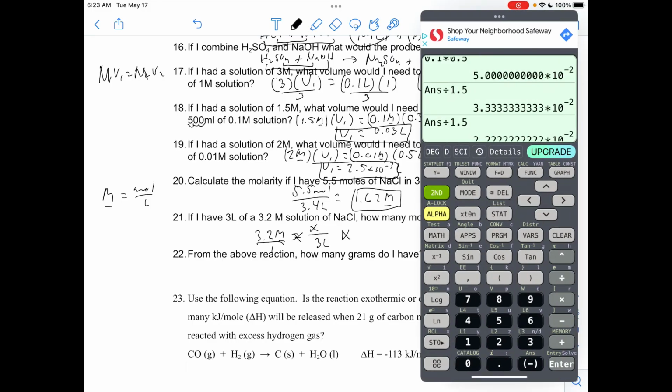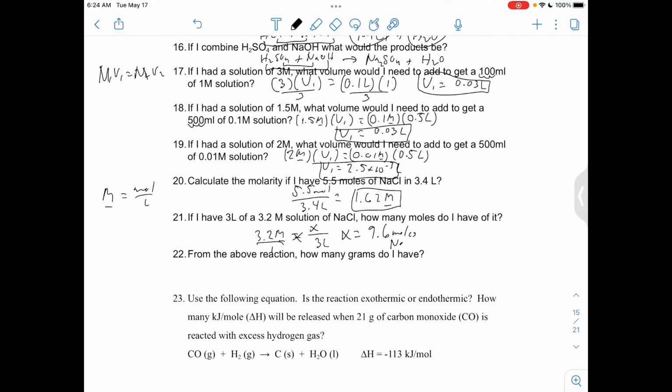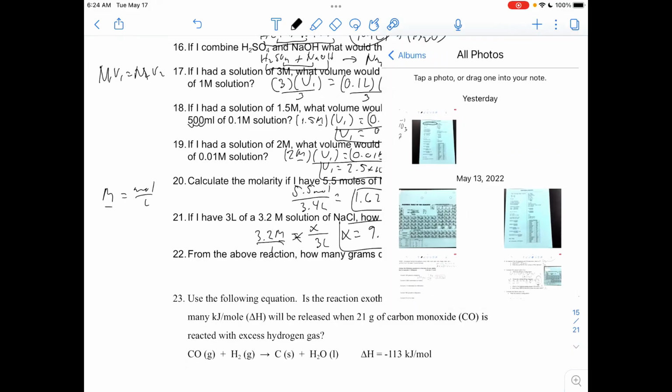So X is going to be equal to my molarity, 3.2 times 3. So 9.6 moles of NaCl. Okay, and then remember that from this equation, how do I get moles? By the way, this equation for the molarity is on the back of your periodic table.